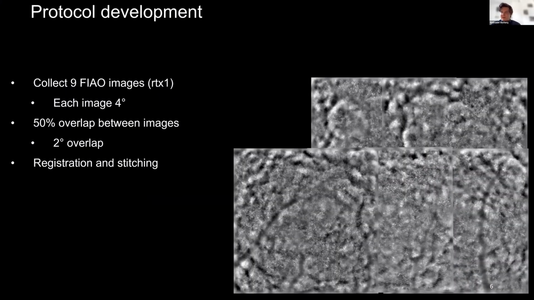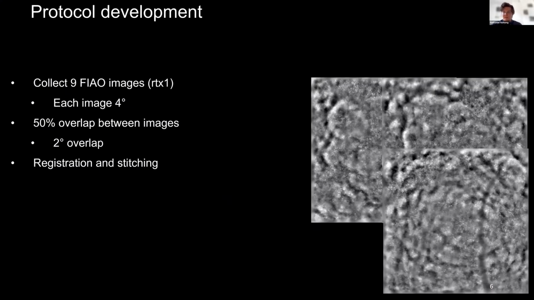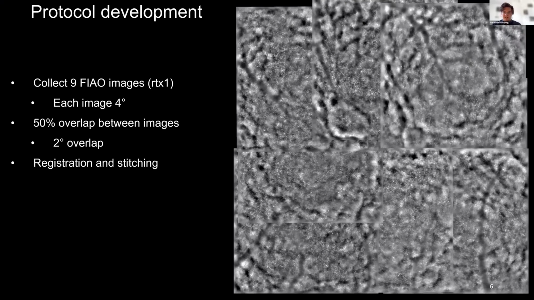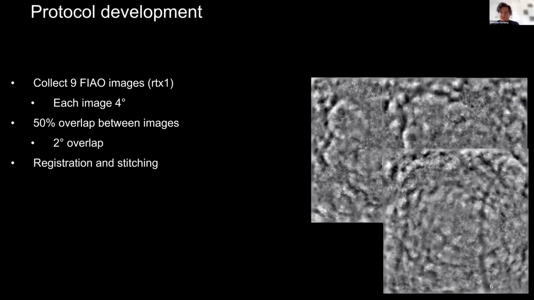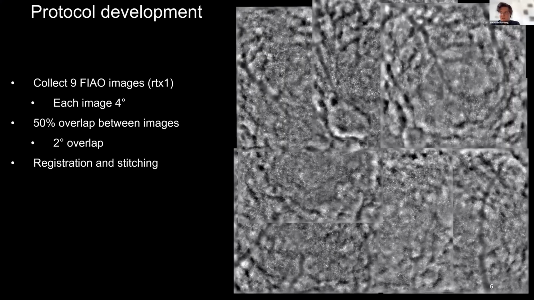From this, we wanted to develop a protocol around this phenomenon. We registered these 9 images, each one has 50% overlap. We stitched them together and asked to use this phenomenon to enhance drusen visualization.